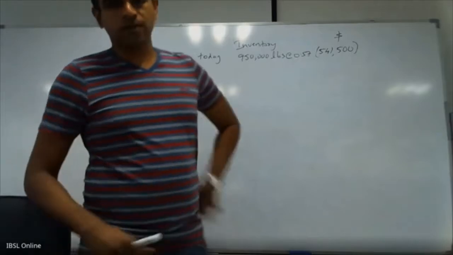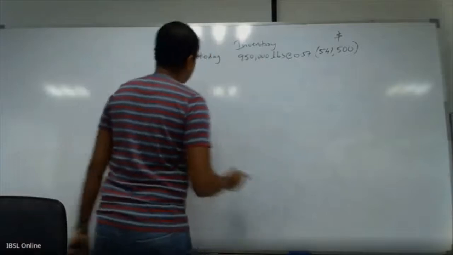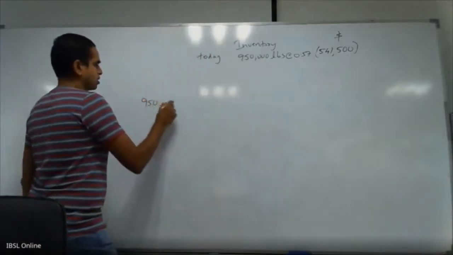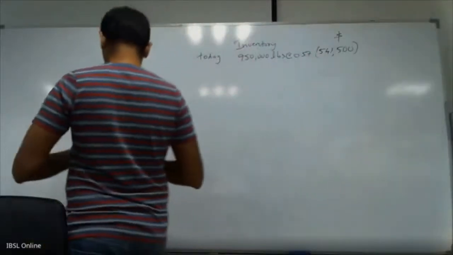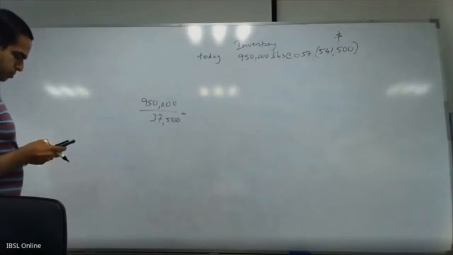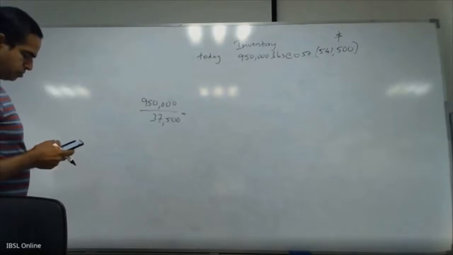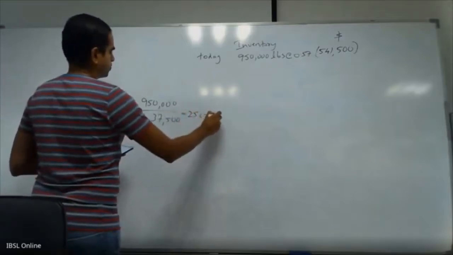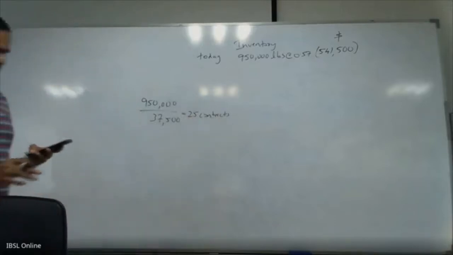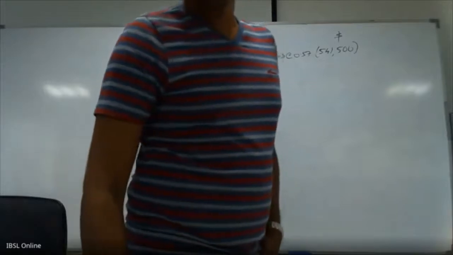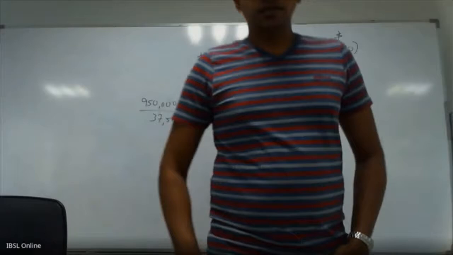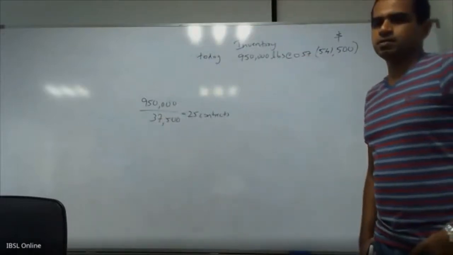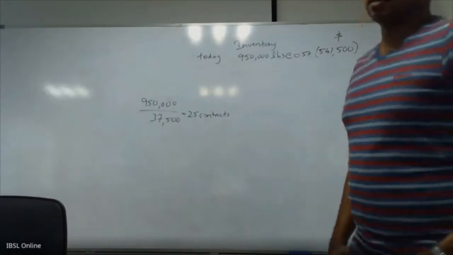There is a futures contract at New York Board of Trade. Each contract 37,500 pounds of coffee. So how many contracts do they need? 950,000 divided by 37,500. For 25 contracts, right? 37,500 pounds of coffee in each contract. Coffee futures price with 3 months expiry is 58 cents. Right?